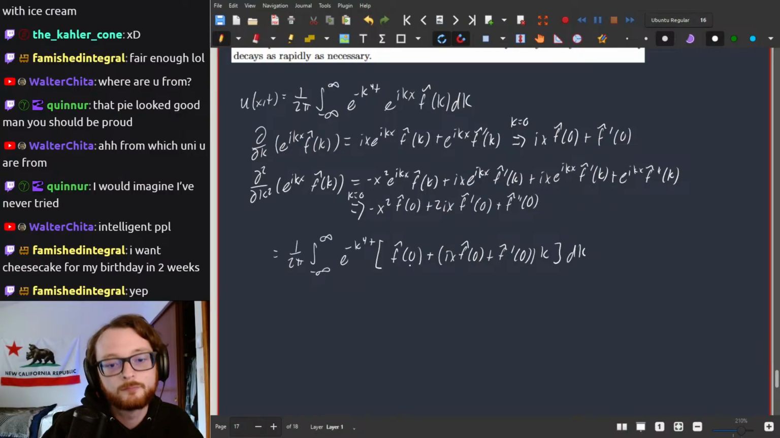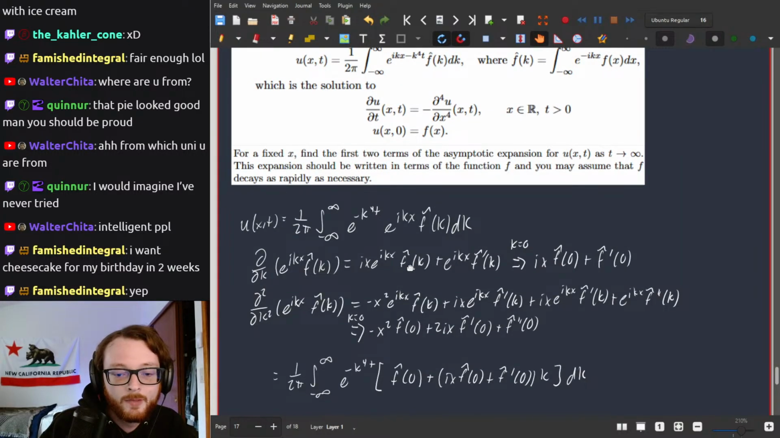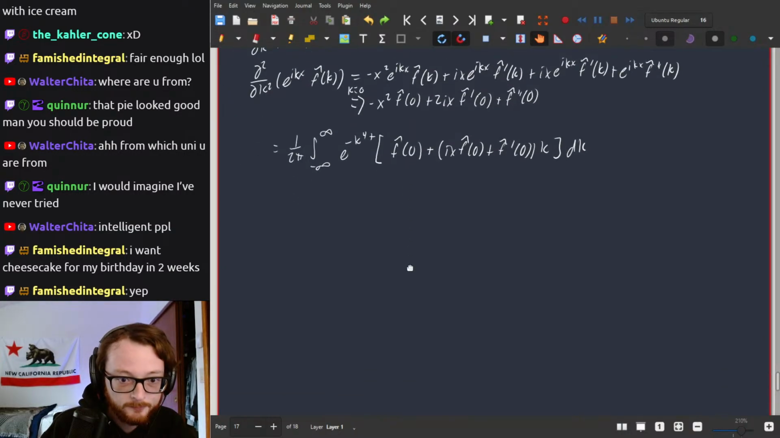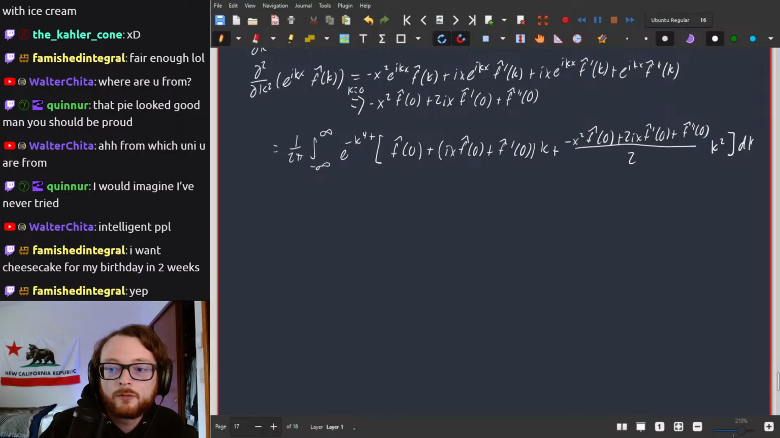Okay. Now the important thing to remember is that these f hat primes do not simplify like I hoped they did. They just have to be their own things, and that's okay. Minus x squared f hat 0 plus 2ix f hat prime 0 plus f hat double prime 0, over 2, k squared dk.